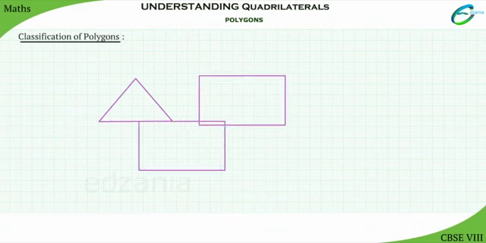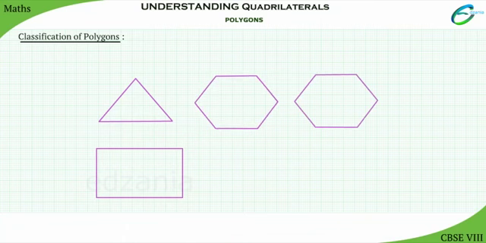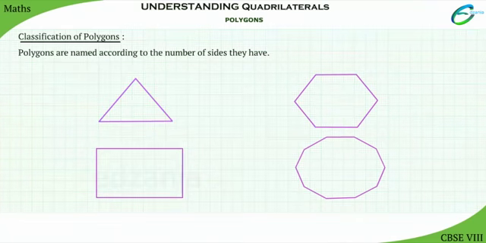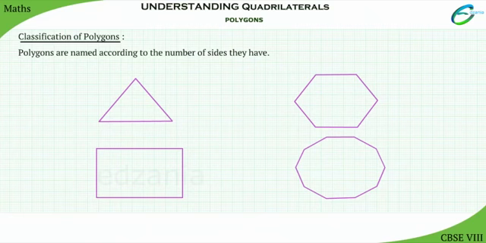Classification of polygons. We have seen so many polygons. Some of the polygons have the number of sides as 3, 4, 5, and so on. How do we classify the polygons with different numbers of sides? Let us learn about it. Polygons are named according to the number of sides they have.